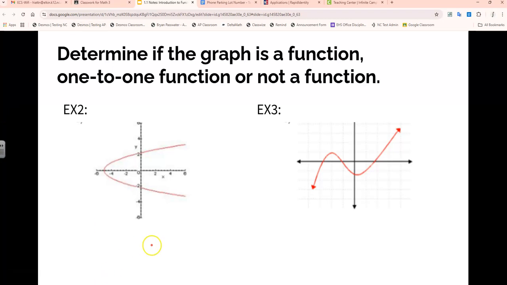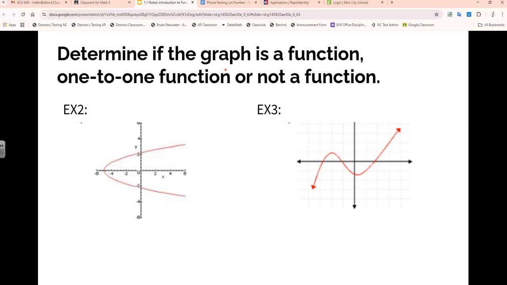Alright, so whenever we are looking at these, to try to decide if something is a function, a one-to-one function, or not a function at all. Now, all one-to-one functions are also functions, but it's just like a special type of function. So, if we take a vertical line and we go across like this, for our function to be a function, our line can only touch one time.